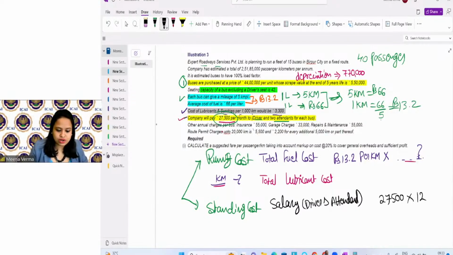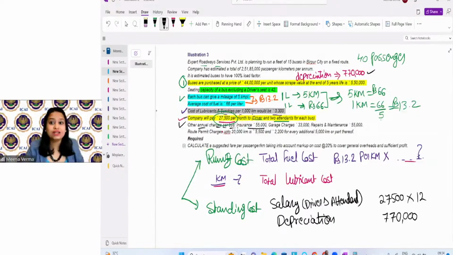Okay. Next is what? I'll consider the depreciation also. So depreciation was 7,70,000. What else do we have here? Okay. Next is other annual charges per bus. Insurance is given. Annual insurance is given. Garage charges, annual garage charges is given. Annual repair and maintenance is given. Okay. Let me write them.